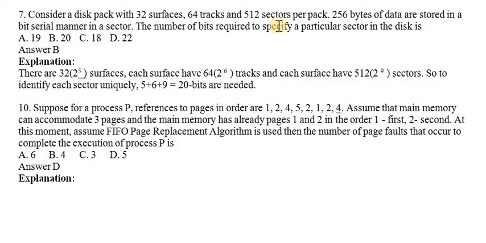So now first you want to know the bits required to represent the surface count 32, which is nothing but 2 power 5, which is 32. So 5 bits are required to seek a particular surface. Now on the surface we want to go for a track. How many tracks? 64, which can be represented as 2 power 6. So the number of bits required to go and seek a particular track is 6 bits.